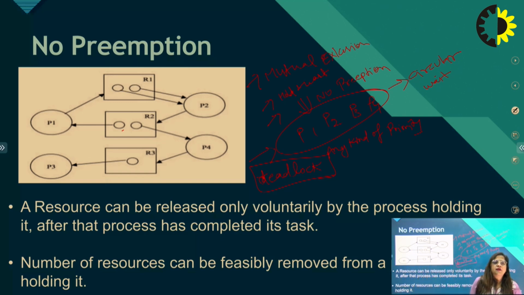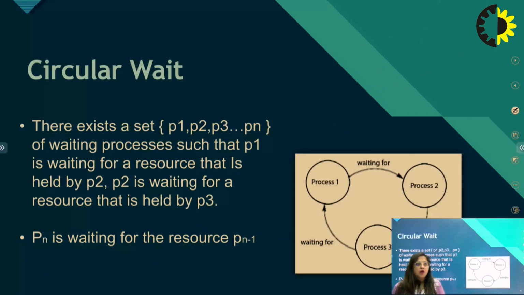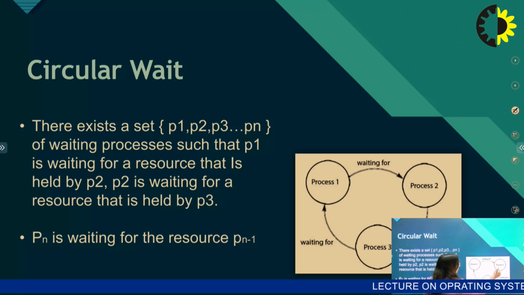A resource can be released voluntarily by the process holding it after that process has completed its task. Resources cannot be forcibly removed from the process holding them. The fourth one is circular wait. According to this diagram, there are three processes, P1, P2 and P3. They form a circle: P1 waiting for P2, P2 waiting for P3, P3 waiting for P1.